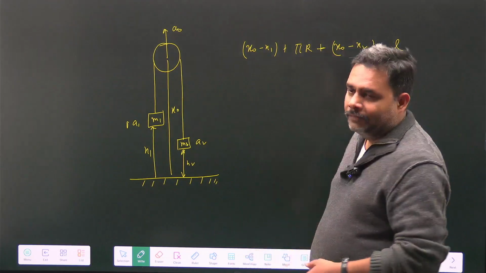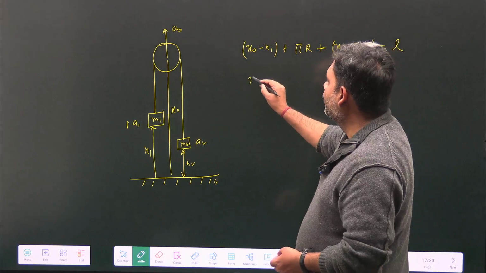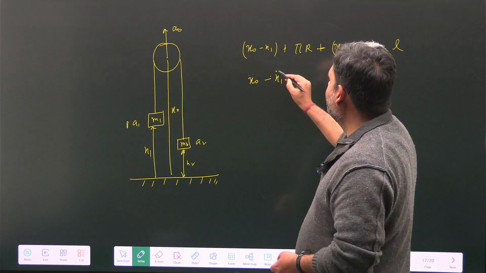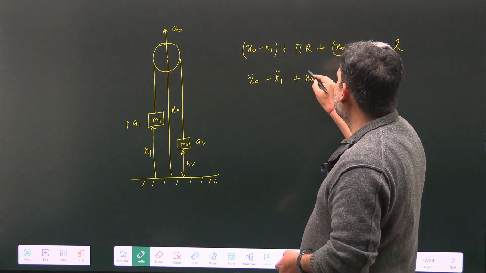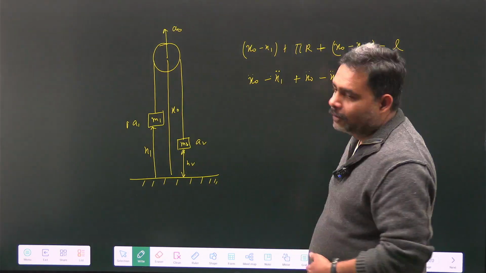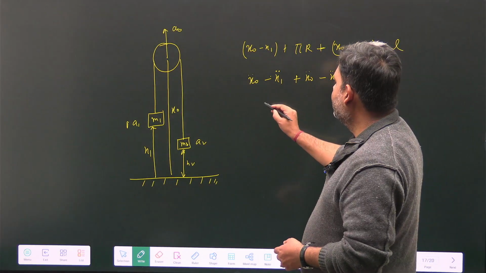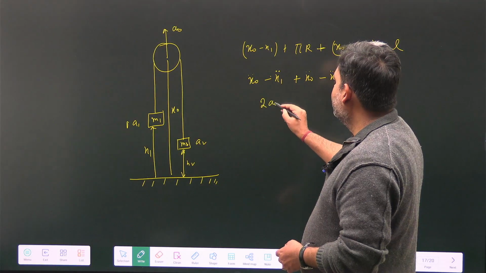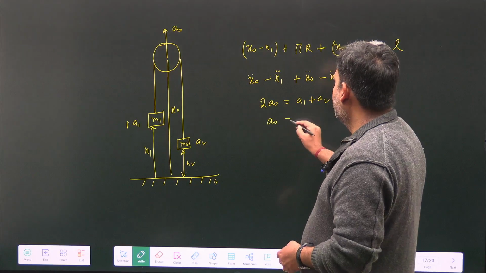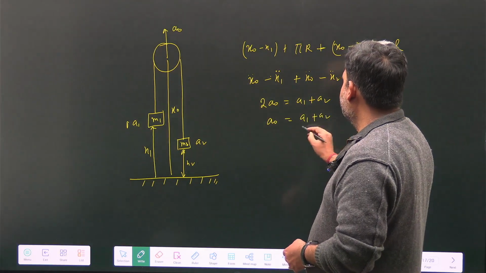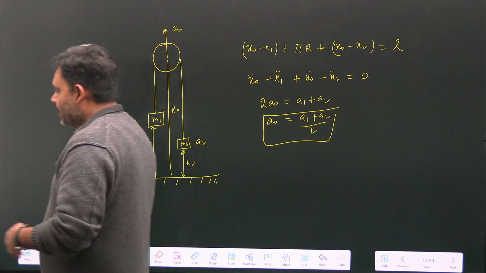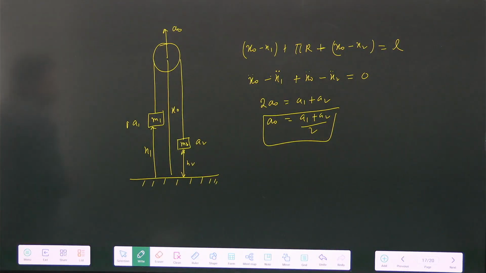And again, if I differentiate twice, then what will happen? x0 double dot minus x1 double dot plus x0 double dot minus x2 double dot must be equal to 0, and you can have 2 times a0 is equal to a1 plus a2, so a0 is equal to (a1 plus a2) by 2. So this is a very interesting problem, and you can easily use this constraint.